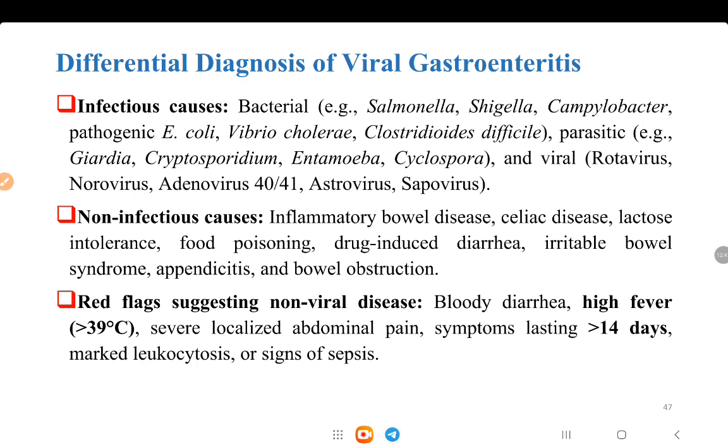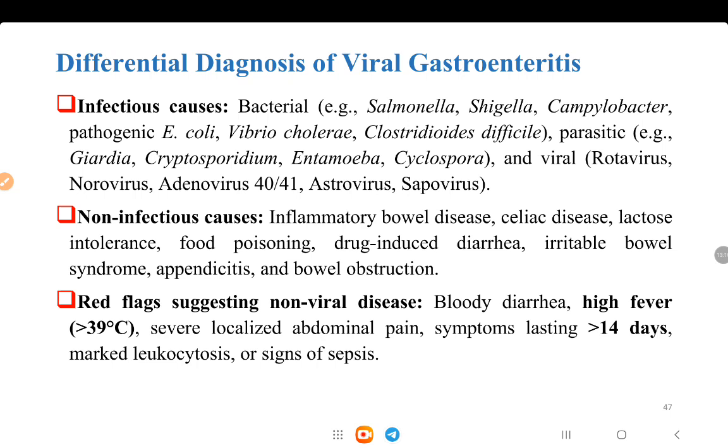And non-infectious causes, which are inflammatory: if the patient has inflammatory bowel disease, celiac disease, lactose intolerance, food poisoning, drug-induced diarrhea, irritable bowel syndrome, appendicitis, or bowel obstruction. All of these cannot be transmitted from one patient to another.